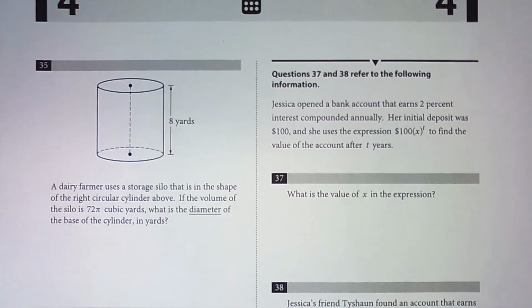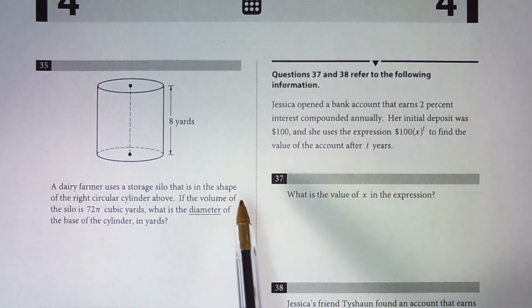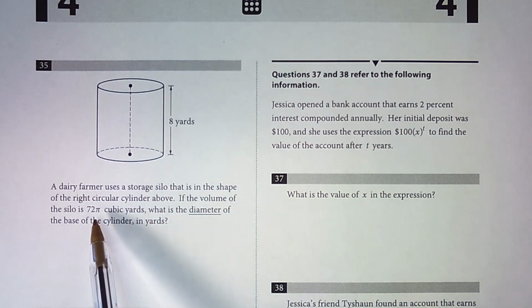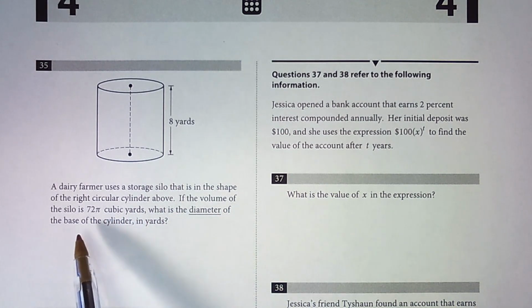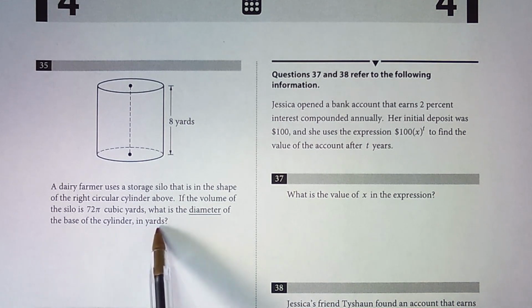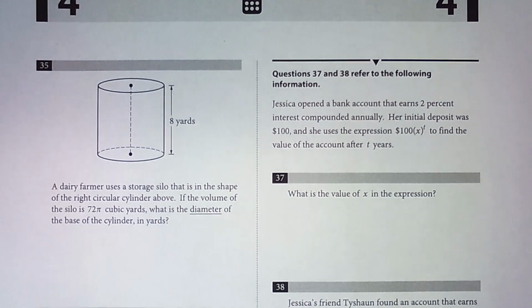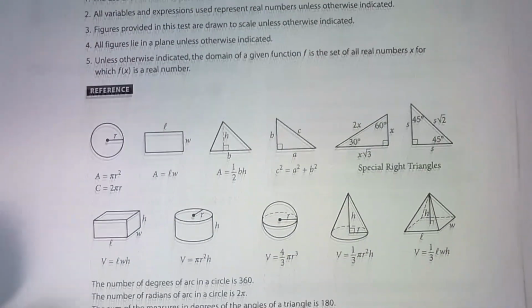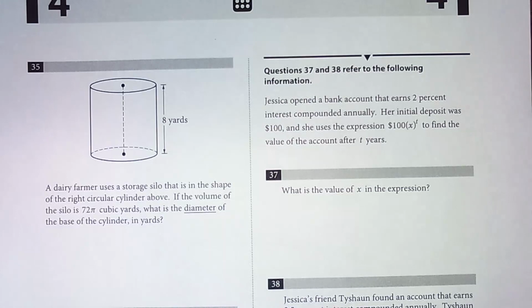Okay, a dairy farmer uses a storage silo that is in the shape of a right circular cylinder above. If the volume of the silo is 72 pi cubic yards, what is the diameter of the base of the cylinder in yards? So we actually do need to go back and find that formula for a cylinder. Formula for volume of a cylinder is right here. Volume equals pi r squared h.